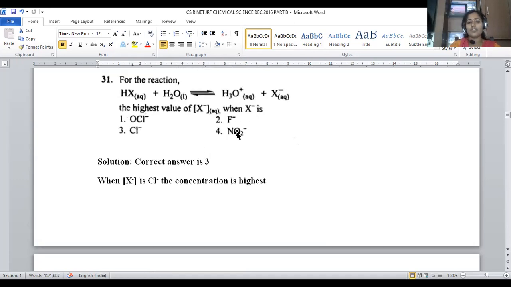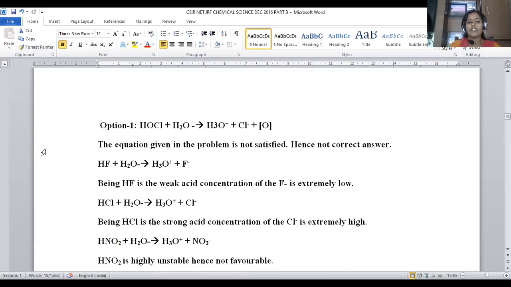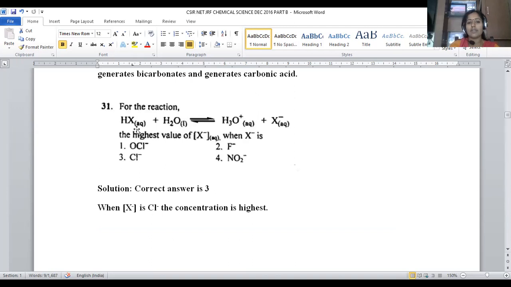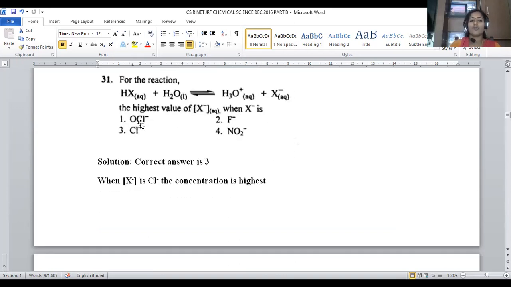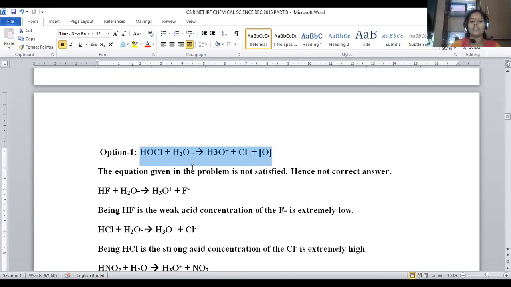For that purpose, we will substitute all the given options in the equation, so that we will get the correct answer. First, we will go with HOCl, called hypochlorous acid. Upon treating with water, what happens? There is a formation of hydronium ion, and chloride will be generated, and nascent oxygen will be released. This is a probable reaction, but the system is not exactly present in this manner. Nascent oxygen is not mentioned. That's why there is no probability of the OCl minus ligand. That will not be present as X.